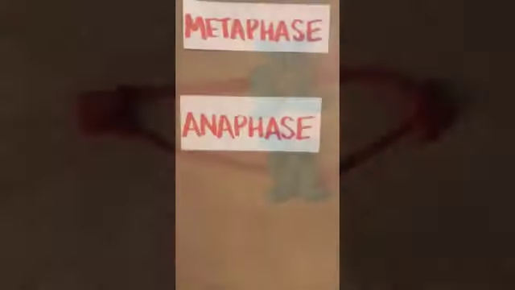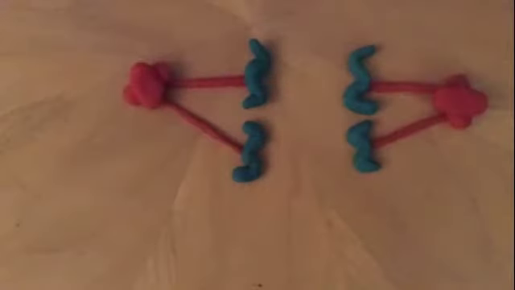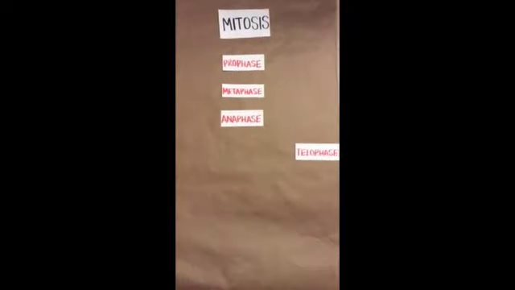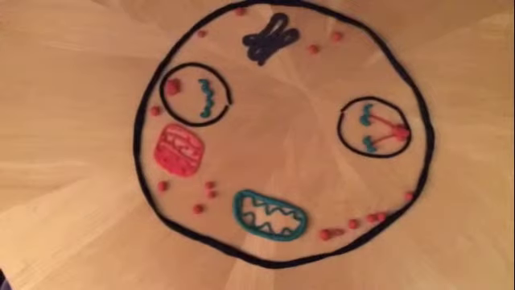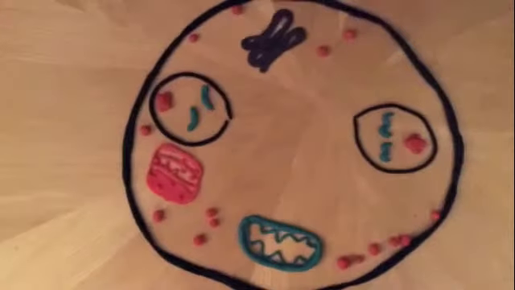Next, in anaphase, the chromosomes are separated and moved to opposite ends of the cell. Lastly, in telophase, the separated chromatids arrive at opposite ends of the cell, and new membranes form around them. The spindle fibers disappear, and the chromosomes begin to uncoil into chromatin.